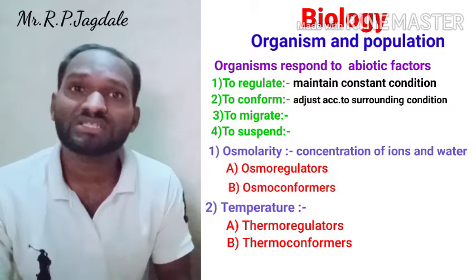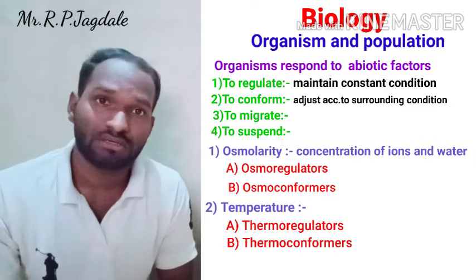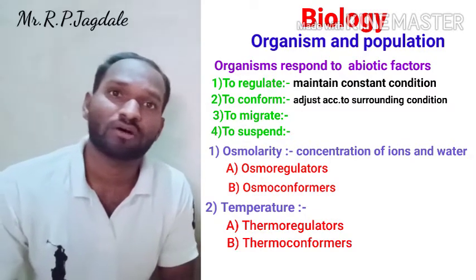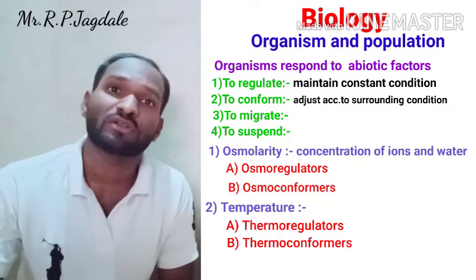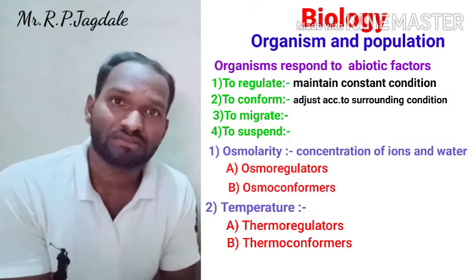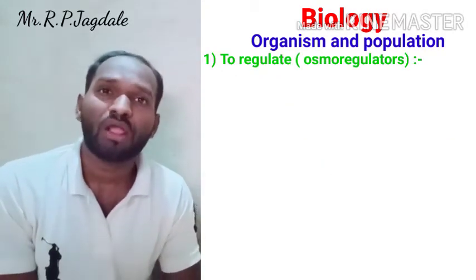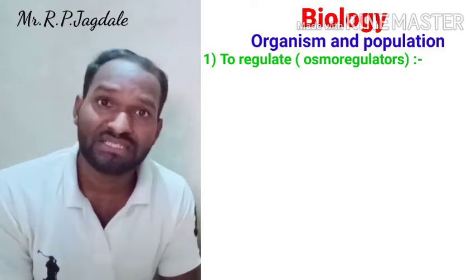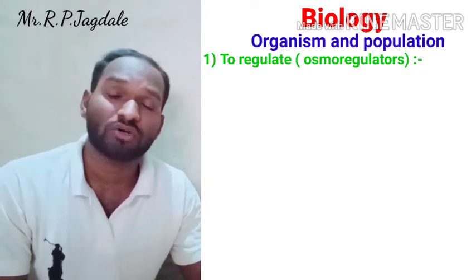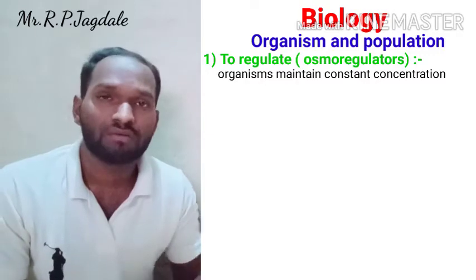So, firstly, we are going to see the osmoregulators, belonging to osmolarity. There are two terms, osmoregulators and osmoconformers, and then we are going to see the temperature component, and then migration and suspend. So first we will see the osmoregulators. That means the organisms that maintain a constant concentration of ions and water also.